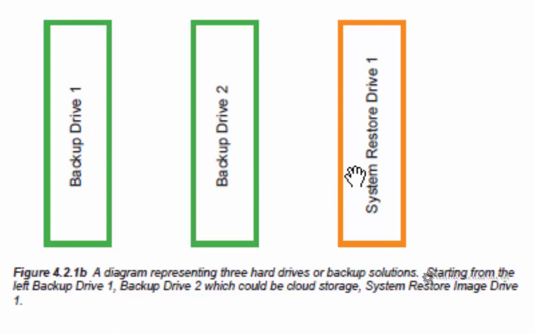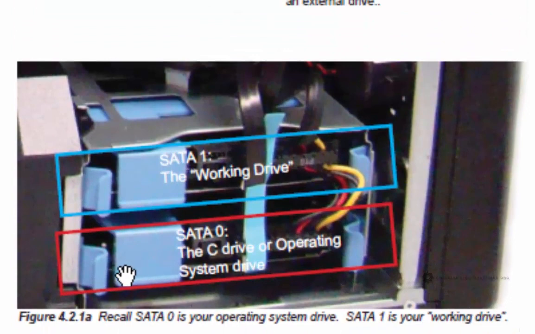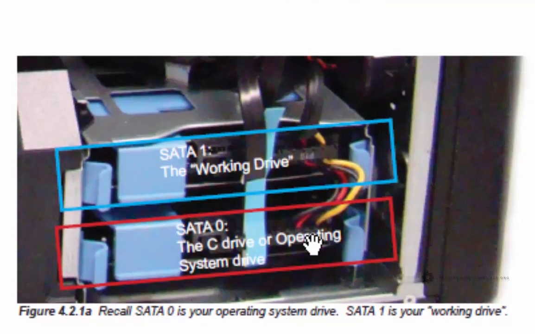So I'm going to define what each of these drives are about. We have SATA 0. Remember, in understanding our hardware, this very bottom drive was called SATA 0. This is where our operating system is located. This is a popular place where viruses like to hit, because they look for your user account information, which would likely be stored on SATA 0, the C drive or operating system drive.